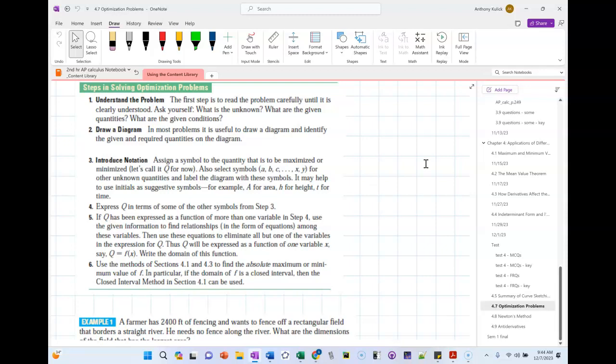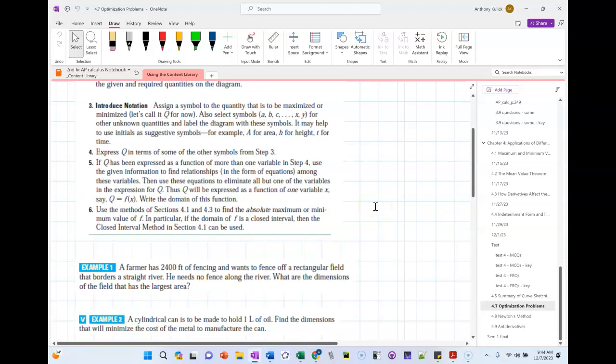Again, they say use suggestive symbols. Don't be afraid of subscripts, right? When we did the related rates, I often did radius of the container, radius of water, and put some subscripts on things to remind myself, like volume of container, volume of water, just to remind myself what's going on. Step 4 would be write an equation of Q in terms of your symbols from step 3, your knowns and unknowns.